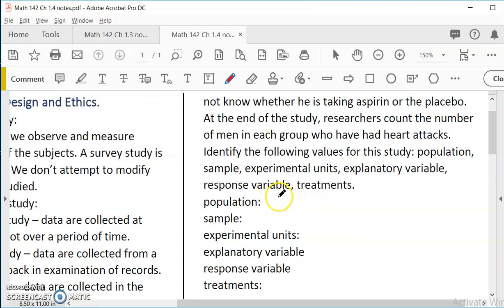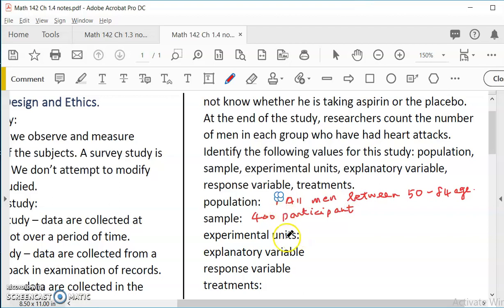So the population must be the target of all men, and it is only men, right? So all men, maybe all men in the United States if it is done in a certain country, between 50 to 84 age. Samples are the 400 men recruited that participate. The 400 participants are the sample.